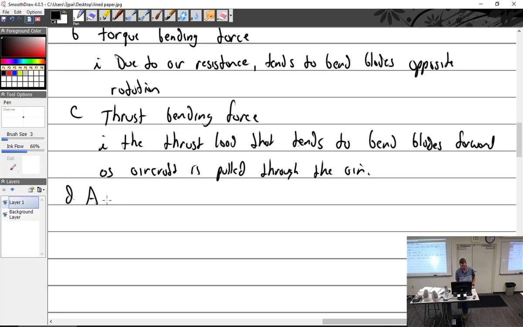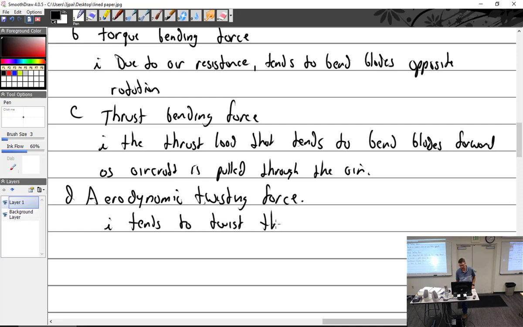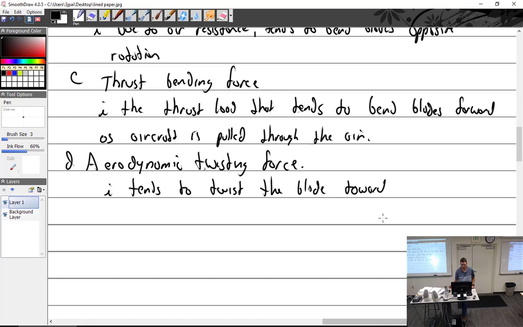Aerodynamic twisting force tends to twist the blade toward what? Feather. Towards feather. Very good. Is that a high or low blade angle? High pitch. Toward a high blade angle or pitch.